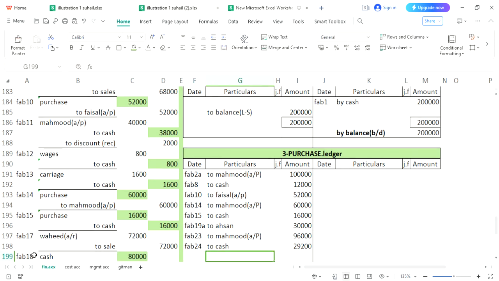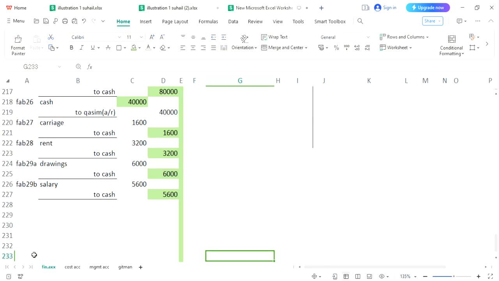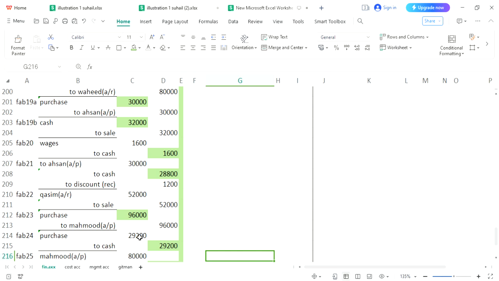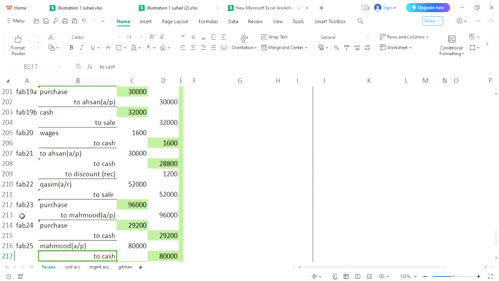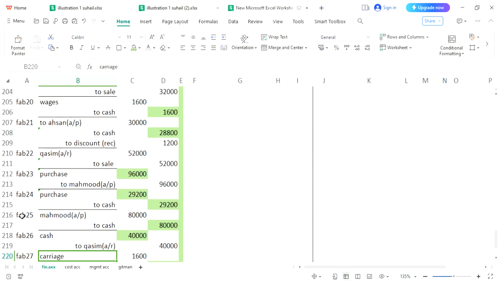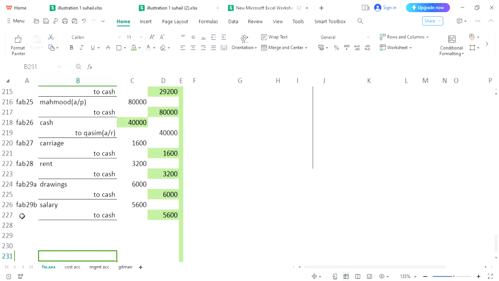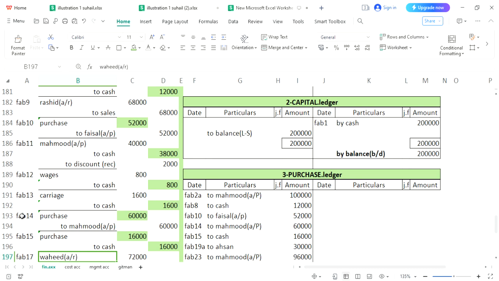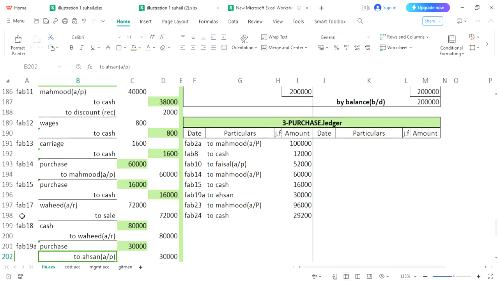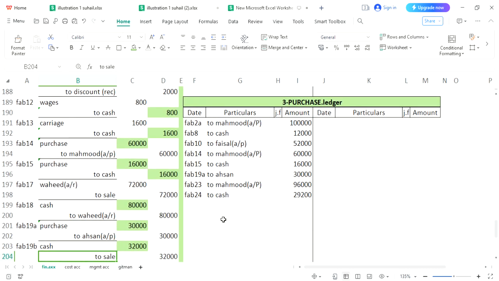Okay, 29,200 we have posted. This purchase 29,200, so we are marking it as a completed entry. After 29,200 we are searching again for purchase, going downwards, entries completed. That means no other entry is present over here for purchase. Meaning this posting for the ledger of purchase has been completed.